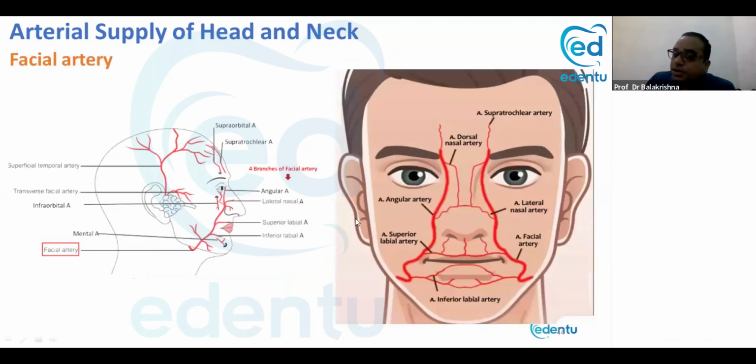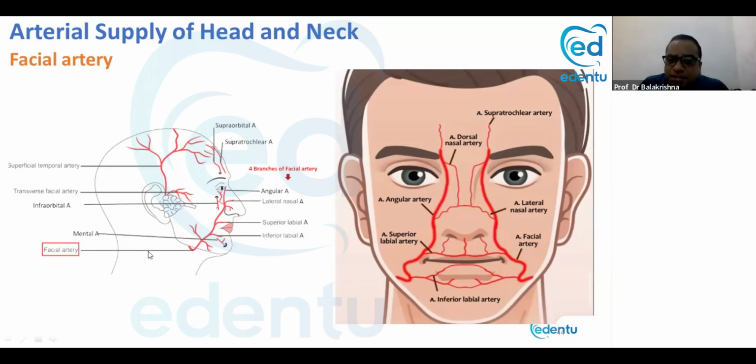Now coming to facial artery. We have just discussed that it is an anterior branch of your external carotid artery. So it begins in the carotid triangle. Once it begins, it goes in front of the masseter muscle. When you clench your teeth, you feel the masseter muscle. Just in front of that, three fingers, if you keep it in the lower quarter of the mandible, you can palpate it here. So from here, it winds and it enters the face.